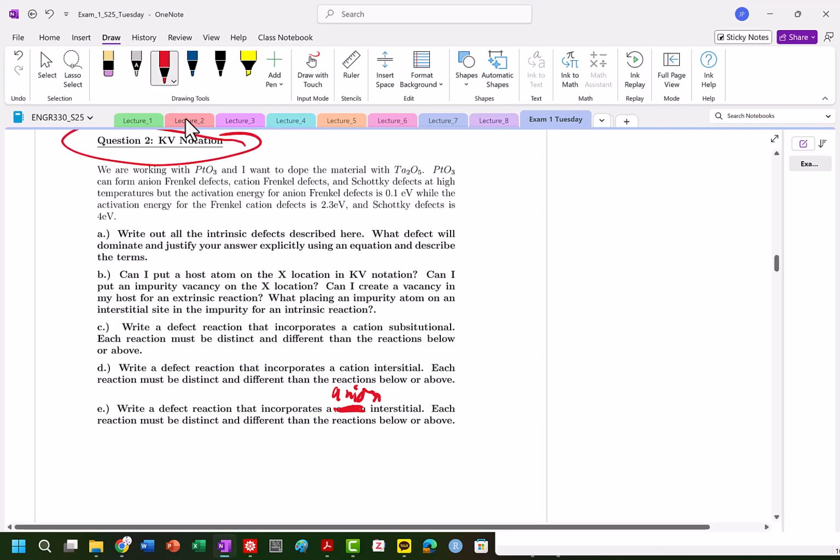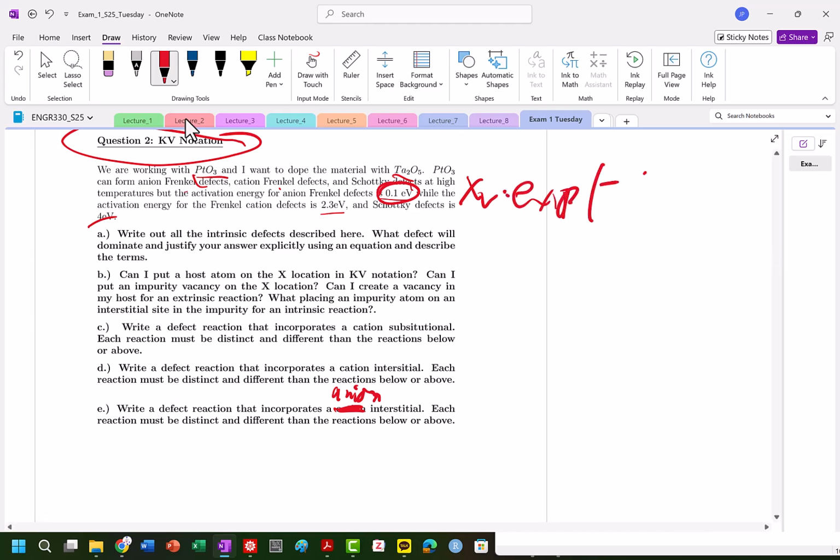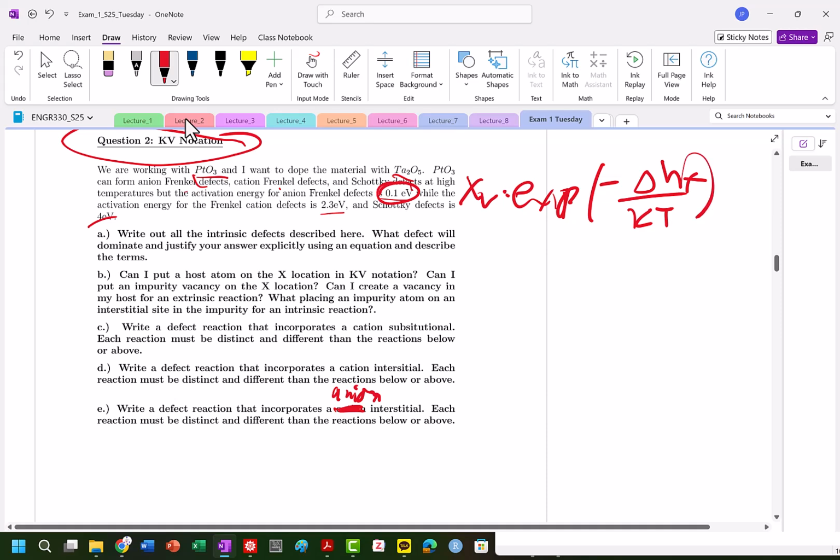We are on problem 2, working with PbTiO3, and I want to dope the material with this. PbTiO3 can form this defect, this defect, this defect. It has this enthalpy of formation, this, and this. So this will be our dominant defect because of this expression, which is exponential minus delta H_f, the enthalpy of formation, over kT. Now, we need to write out all the intrinsic defects.